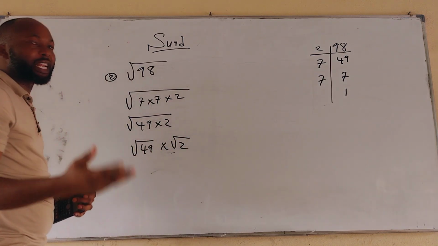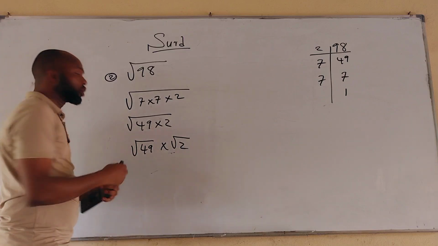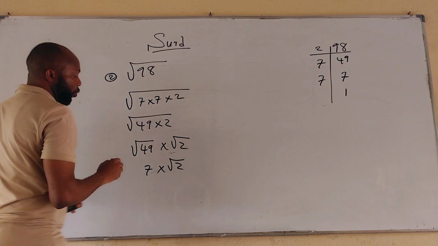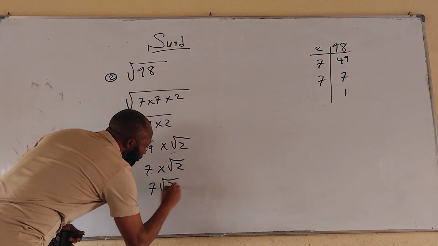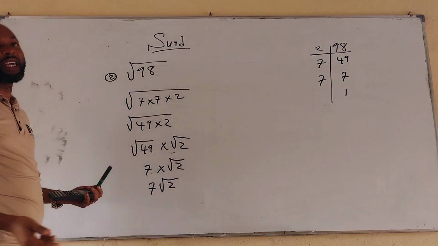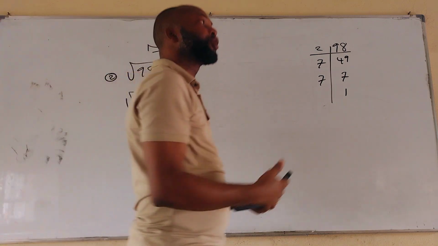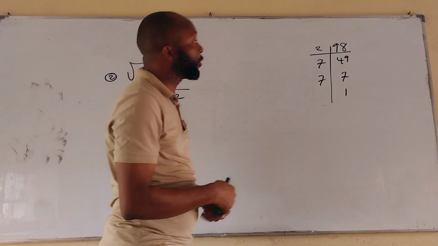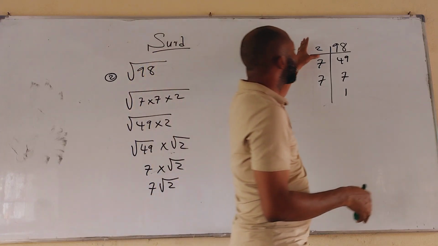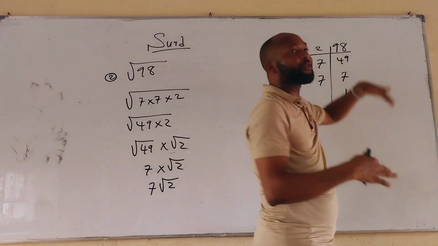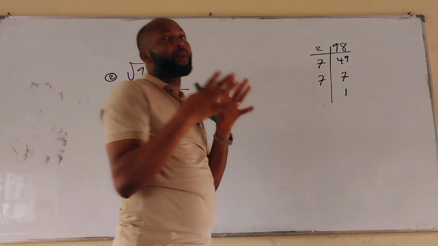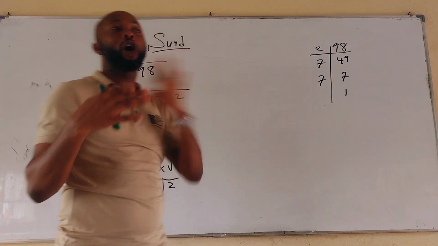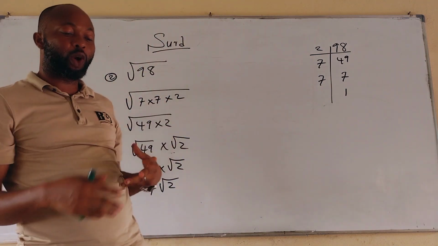And I know root 49 to be what? 7. So this becomes 7 times root 2, which is the same thing as 7 root 2. So with this, I have simplified it. But my ability to know that the easiest way to go through the simplification is first of all to break the number into different factors, where at least 2 of them are the same, which can give me a perfect square. If there are 4 of them that are the same, they can still give me a perfect square.